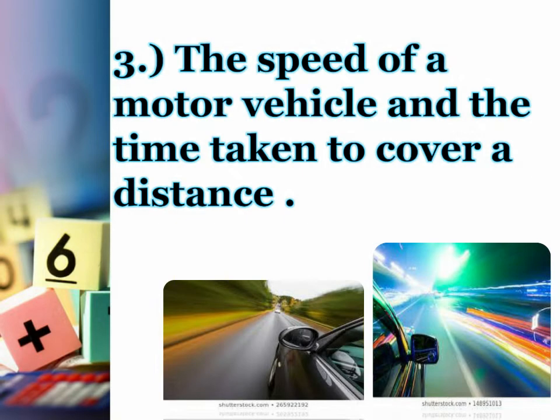The third one, the speed of a motor vehicle and the time taken to cover a distance. In this case, the two quantities are the speed and the time. When we consider this, if the speed of the vehicle is increasing, then the time taken to cover the journey is decreasing. Also, if the speed of the vehicle is decreasing, then the time taken to cover the journey is increasing. So, you can clearly identify this is not a direct proportion.